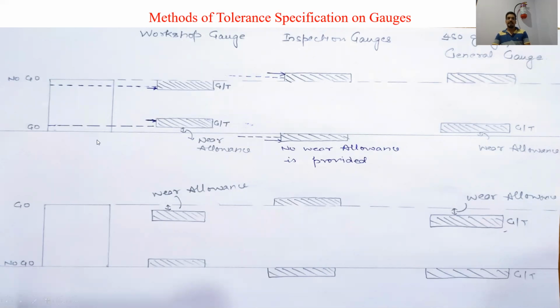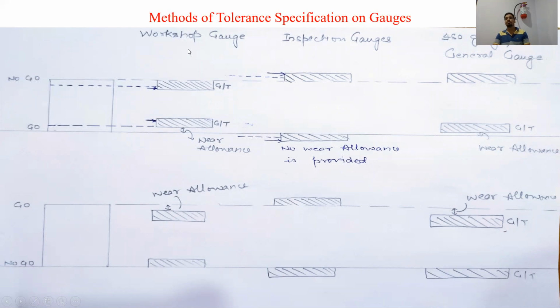So this is the diagram which is showing you the plug gauge, and this is go and no go. This is the lower limit of the hole, and this is the upper limit of the hole, and this is the work tolerance. The tolerance between the go and no go is your work tolerance. So the first type of gauge is the workshop gauge.